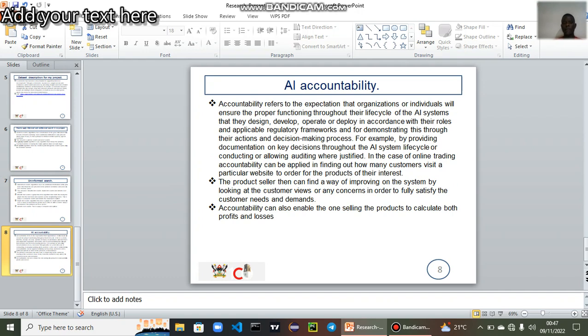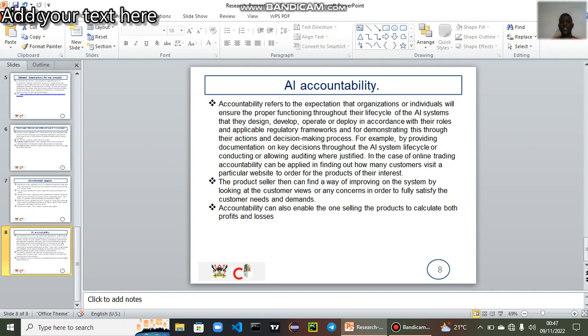And then we have AI accountability. According to our project, accountability refers to the expectation that organizations or individuals will ensure the proper functioning, through the life cycle, of the AI systems that they design, develop, operate, or deploy, in accordance with their roles and applicable regulatory frameworks, and demonstrate this through their actions and decision-making process. For example, by providing documentation on key decisions throughout the AI system life cycle, or conducting or allowing auditing where justified.